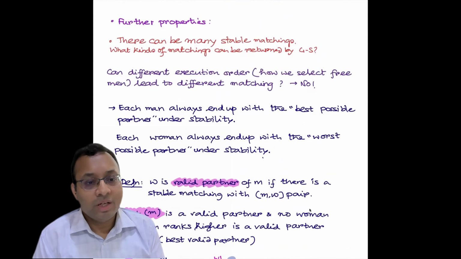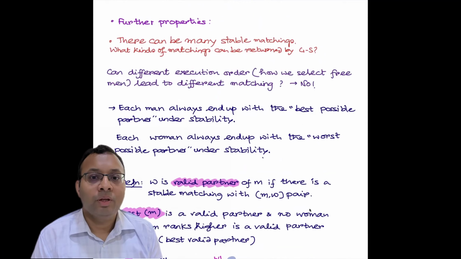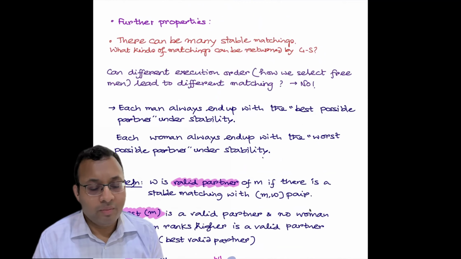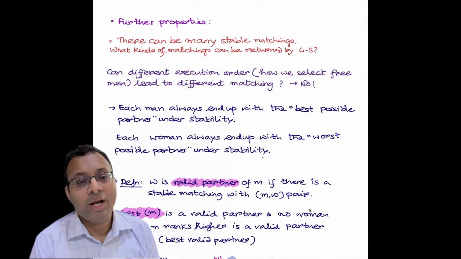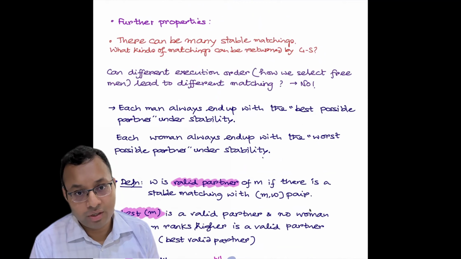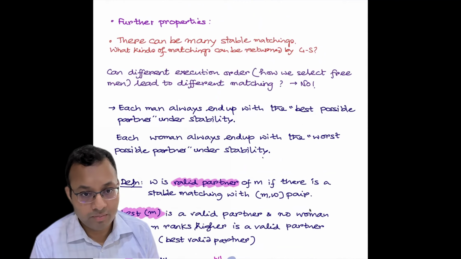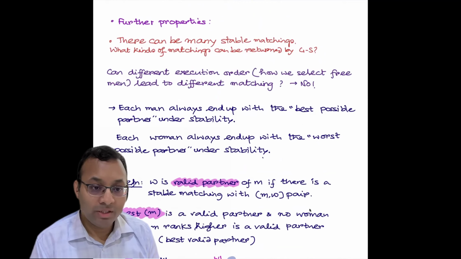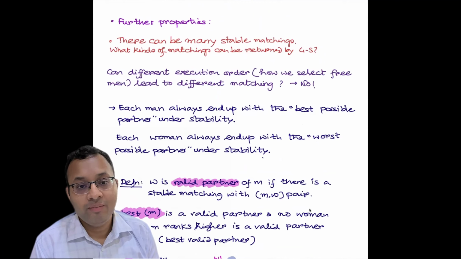Now, this is not the only surprising property. There are many more interesting properties of this algorithm. There are, I think, multiple stable matchings which are possible. But what kind of matching is returned by the algorithm? And if we have a different execution order, does it lead to a different matching, for example? What is interesting is that in this case, every man always ends up with the best possible partner under stability. And each woman ends up with the worst possible partner under stability.